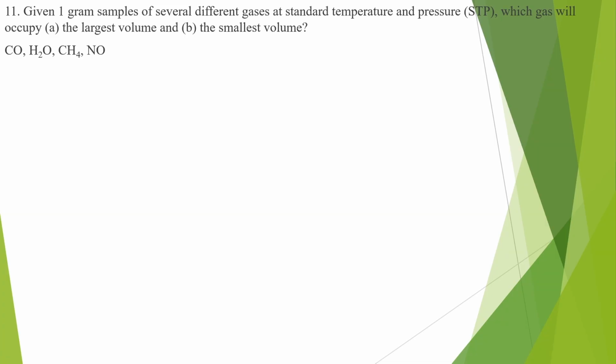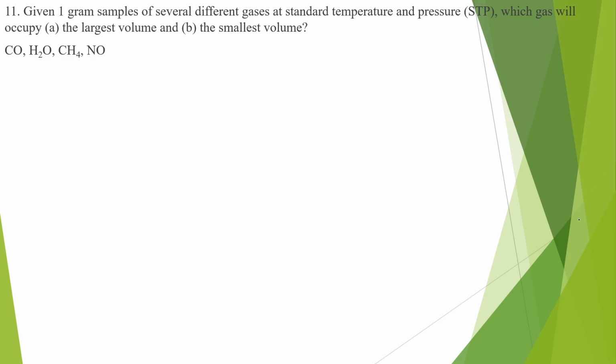So next we discuss problem number 11. It says given 1 gram samples of several different gases at standard temperature and pressure, or STP, which gas will occupy the largest volume and the smallest volume. So basically you have to calculate the number of moles.